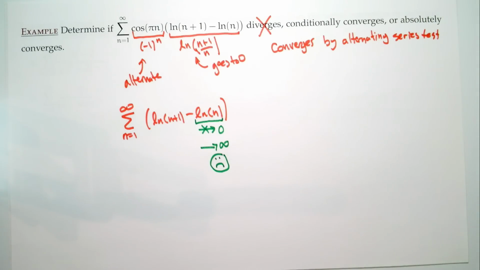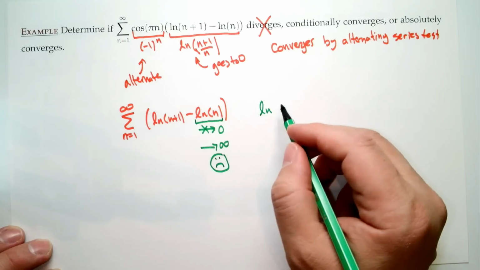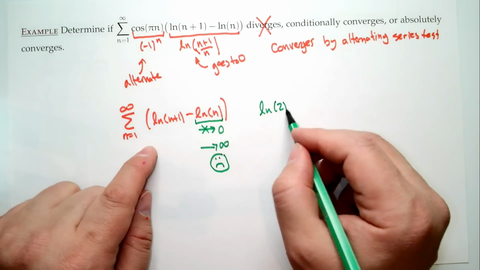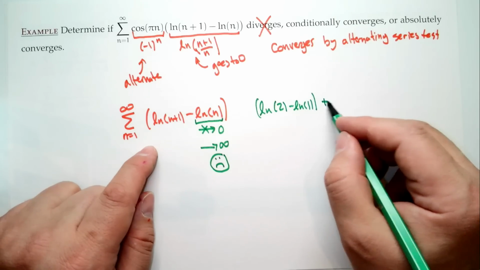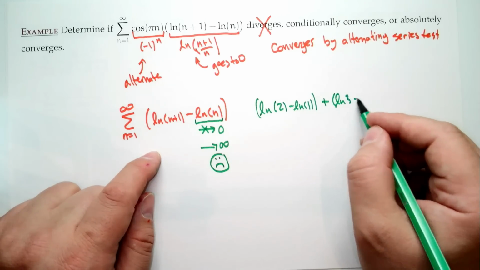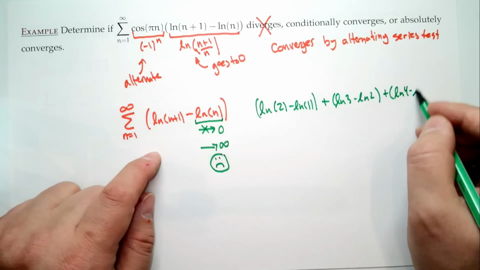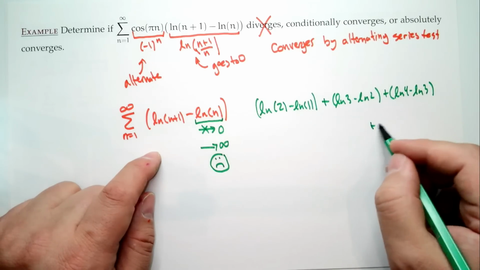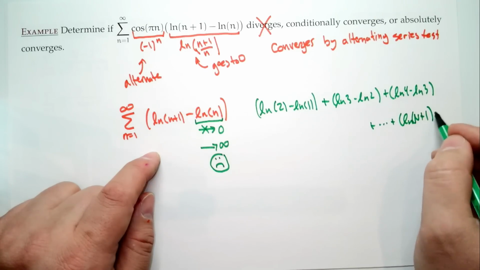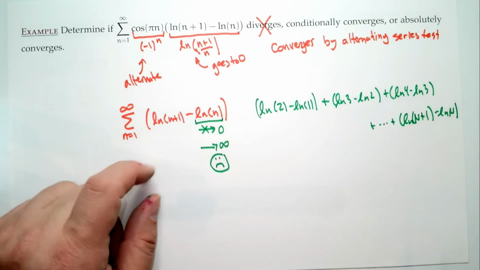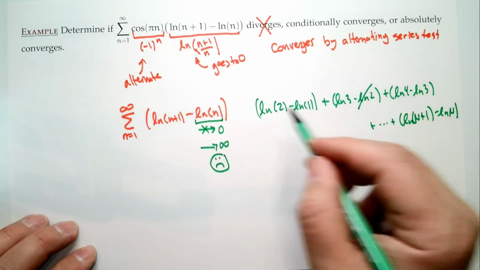So when our terms don't go to 0, if you look at the partial sums, you get log 2 minus log 1. Then, next case, it'll be log 3 minus log 2, and log 4 minus log 3. And you're going to go for a while, and we'll stop somewhere just to catch our breath and see what's happened. If you start looking at the terms, you'll see that the log 2's cancel.